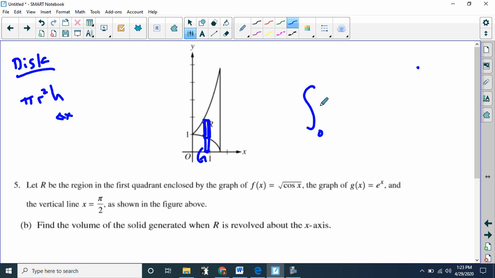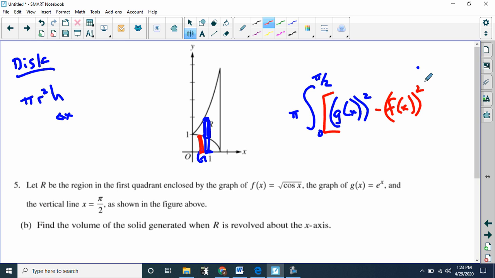So we are going to integrate from 0 to pi over 2 of pi times my radius. The radius is this distance, which is g of x squared. And then we need to take something out because we're going to be missing this space right here. We're going to need to subtract this part out. So minus f of x squared dx.